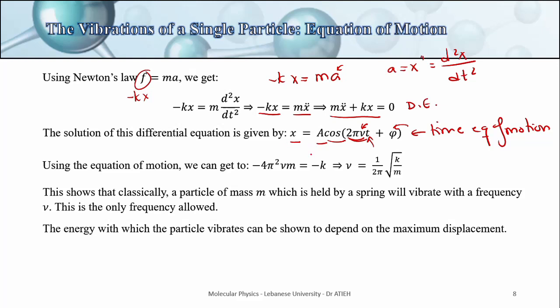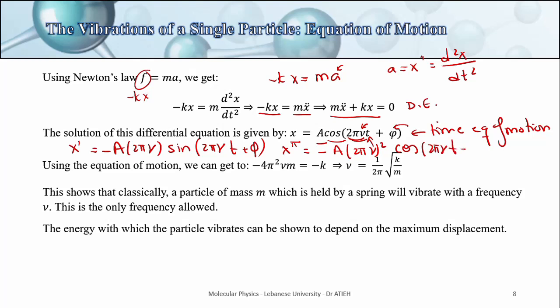Now if we take this x and resubstitute it in the differential equation, let's do that. To substitute x in the differential equation, we have to calculate x double prime. To calculate x double prime, we have to calculate x prime first. So x prime is equal to a times 2 pi nu, cosine becomes minus sine, so it's minus sine 2 pi nu t plus phi. This is x prime. X double prime is equal to minus a, so again 2 pi nu squared, sine becomes cosine, so cosine 2 pi nu t plus phi.